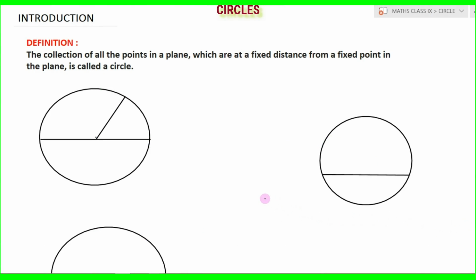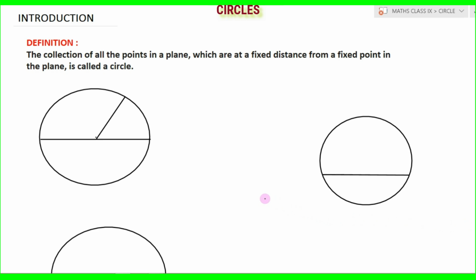Hello students, here in this video I am going to introduce the new chapter Circle. It's a very important chapter related to class 9 as well as class 10. So here we have some basic definitions and introduction about the chapter. First of all, we'll define what is called a circle.